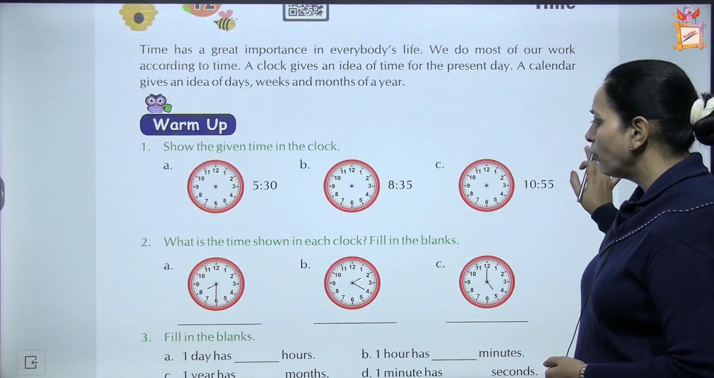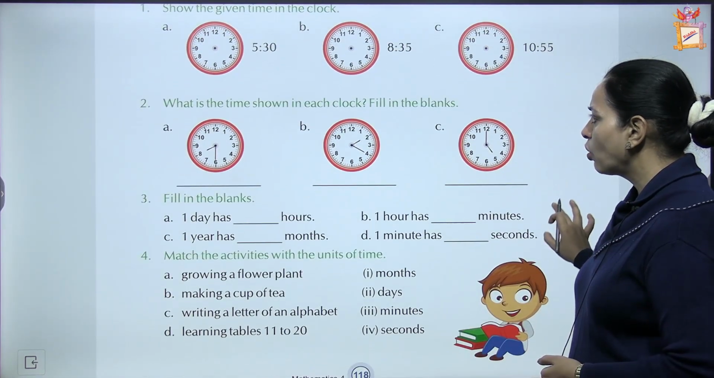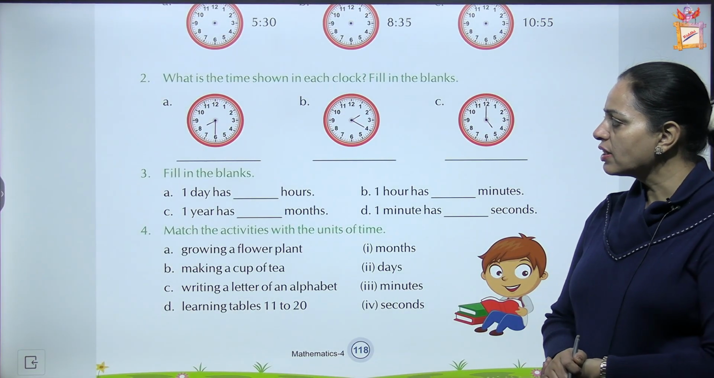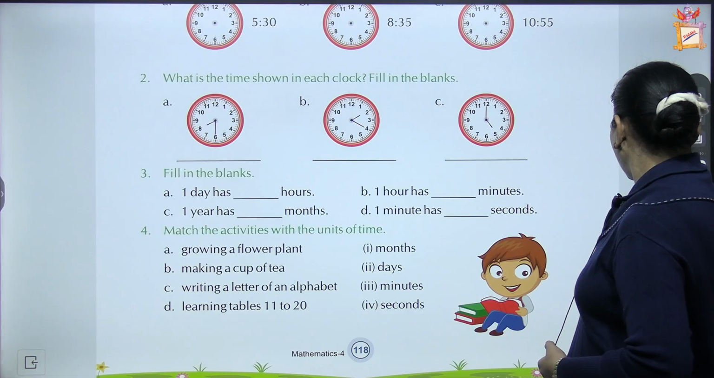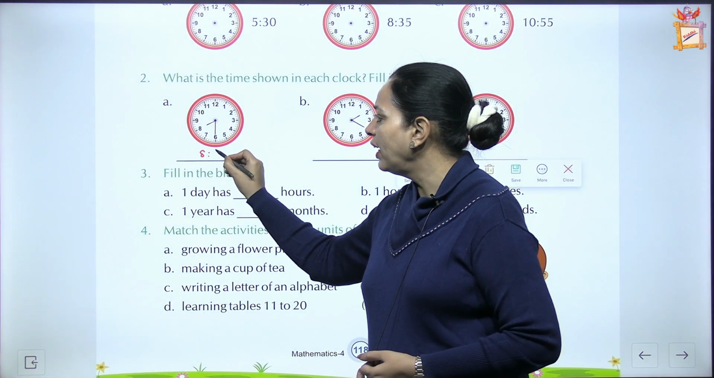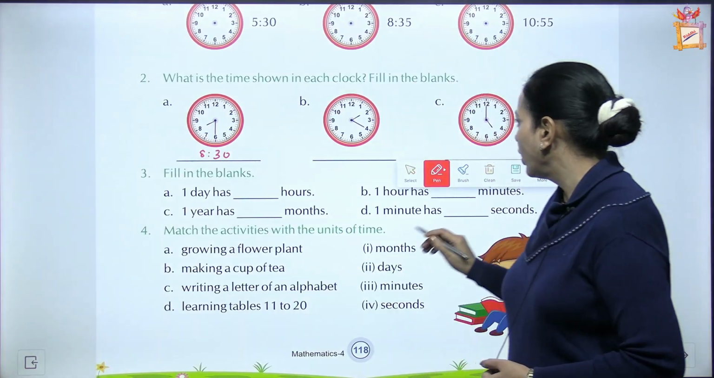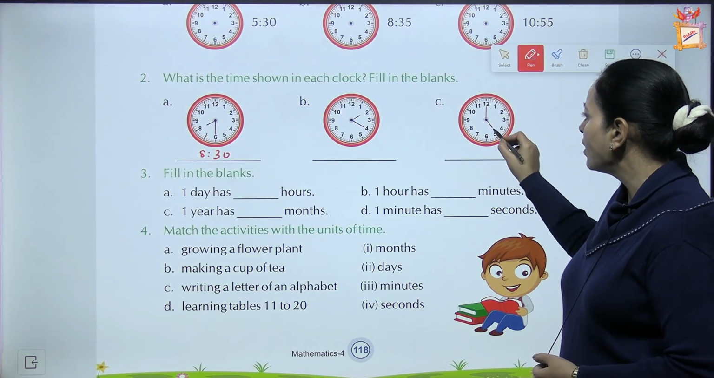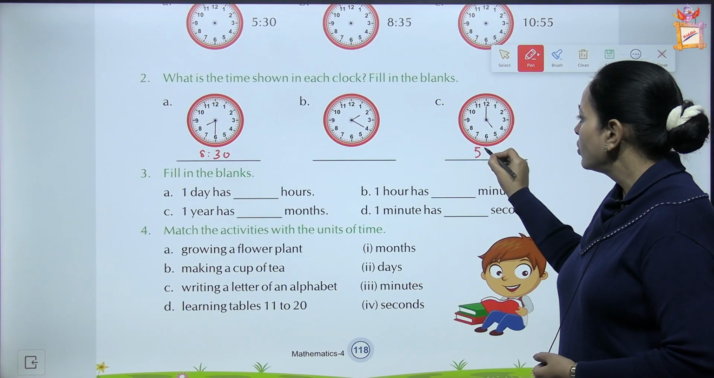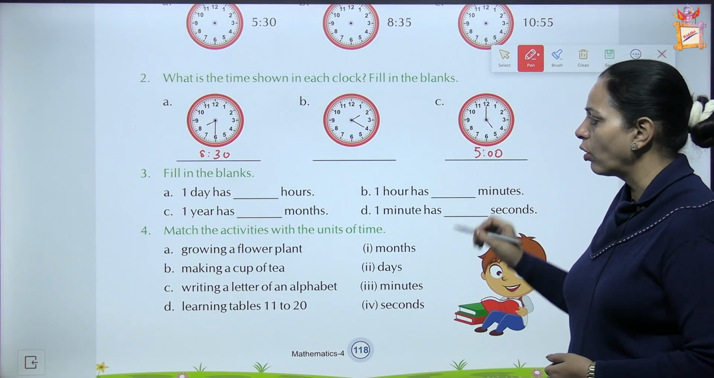Now the second one, what is the time shown in each clock? Filling the blanks like A part. So here what is the time? So our hour hand is at 8 and the minute hand is at 6. So this is 8:30. Okay, similarly like C part, our hour hand is at 5 and the minute hand is at 12. So this is 5 o'clock.